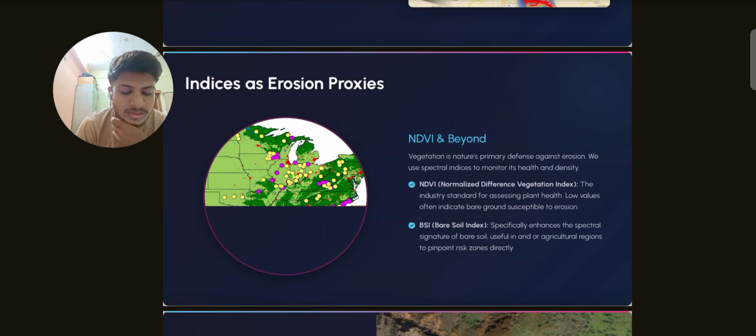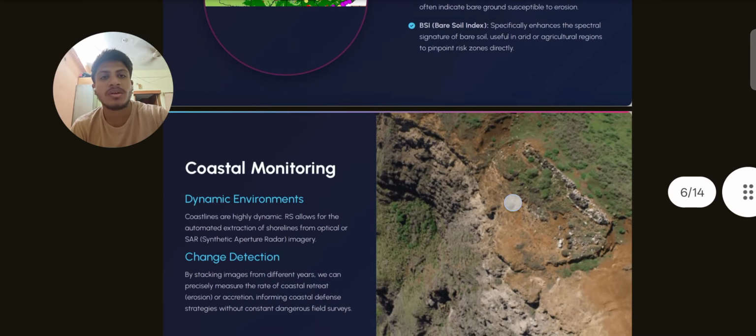Topography based indices. Parameters derived from the digital elevation model (DEM) are vital erosion proxies because slope, flow direction, and curvature determine runoff velocity and soil detachment potential.